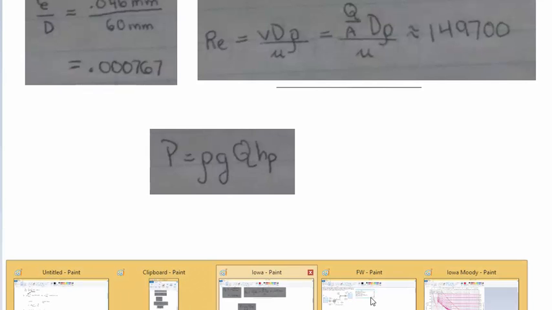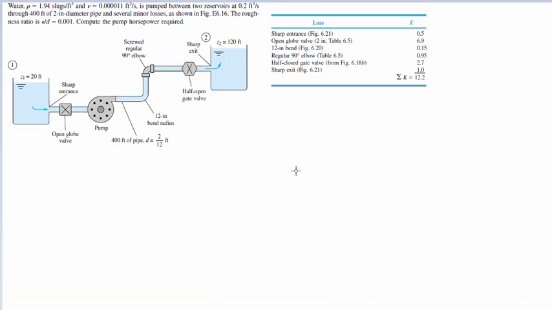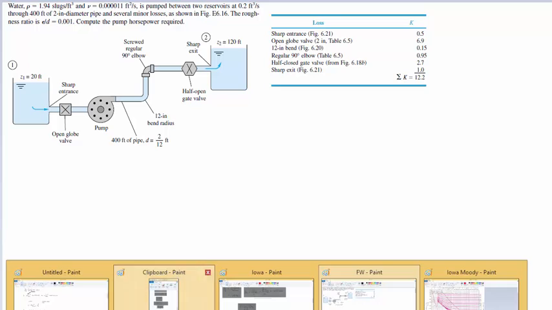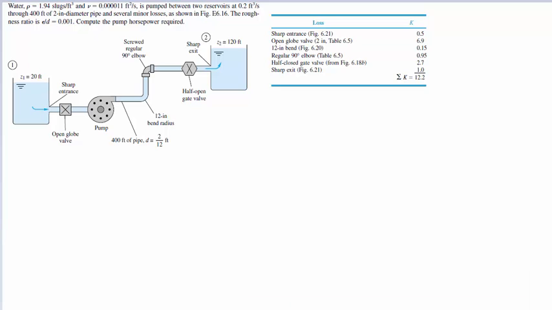Alright, let's solve one more problem. So here, you'll see that there's a lot more things going on. So they're telling us a lot more information. They're telling us that there's a sharp entrance, an open globe valve, a bend, all these different parts. So these parts are the ones that will contribute to our minor losses. So we'll talk about that in a little bit. But remember, let's just go through our procedure.